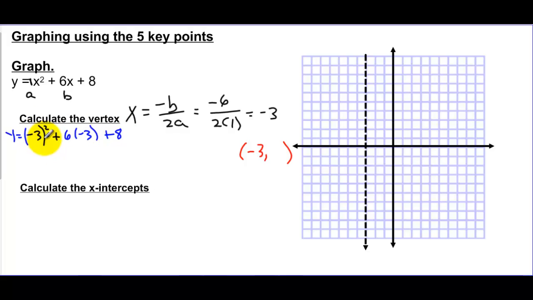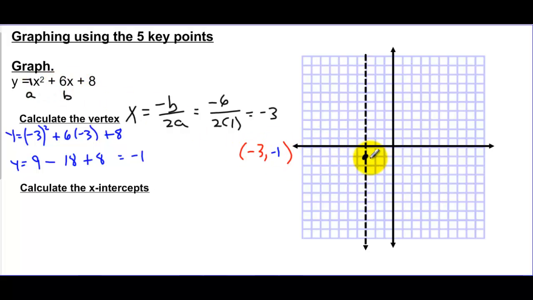If I simplify this, this looks like 9 minus 18 plus 8. Well, 9 minus 18 is negative 9. Negative 9 plus 8 is equal to negative 1. So in this case, my y is equal to negative 1. And that's my vertex. So I can go over to my graph now and say there's a point negative 3, negative 1 right here, and that's my vertex.